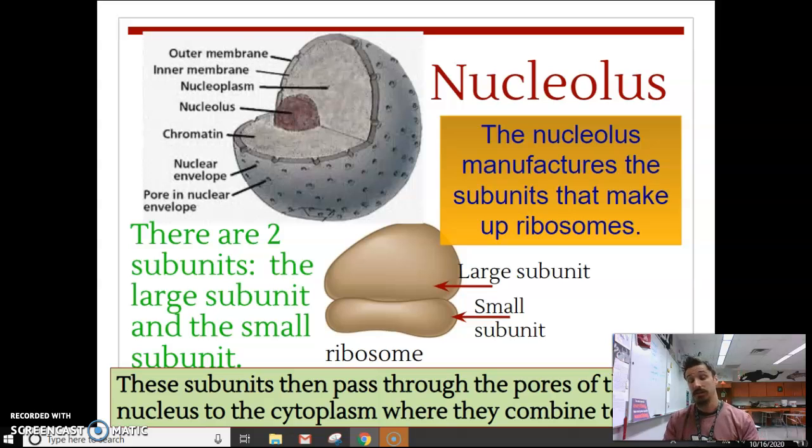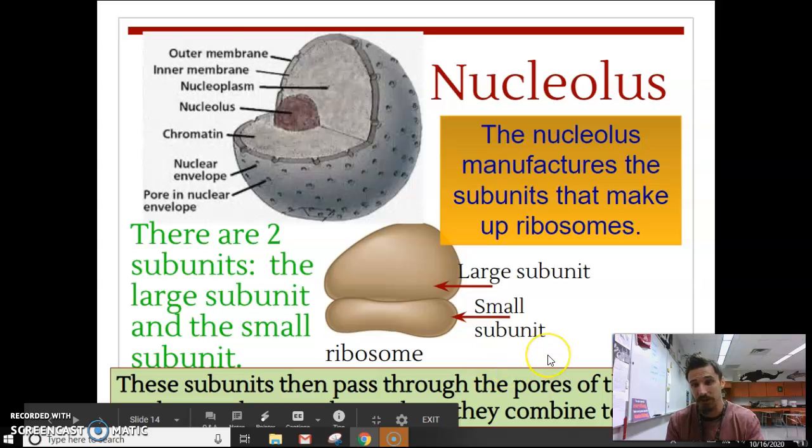And these ribosome subunits are prime examples of why the nucleus needs to have these pores all over its nuclear membrane, because these ribosome subunits have to leave the nucleus. They have to travel out into the cytoplasm where they can come together, large subunit and small subunit, to make the ribosome. And that's that last blank down here, to make the ribosome.